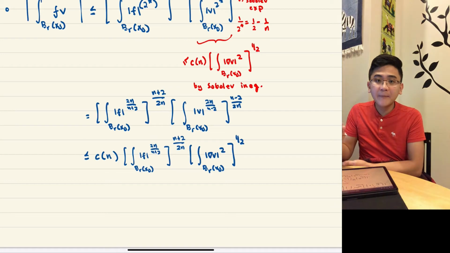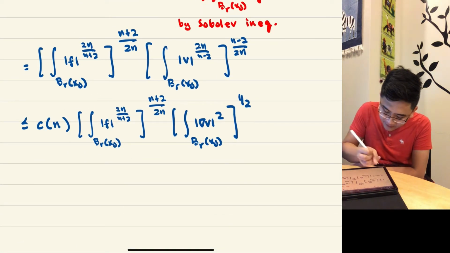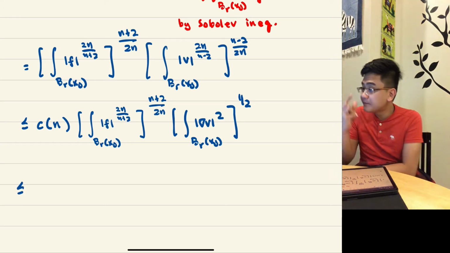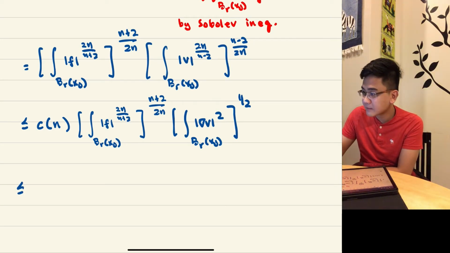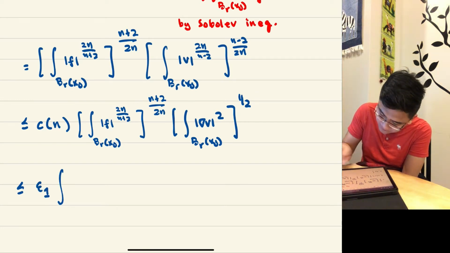So for some epsilon 1 to be determined later, this is going to be less than or equal to epsilon 1 times grad v squared.